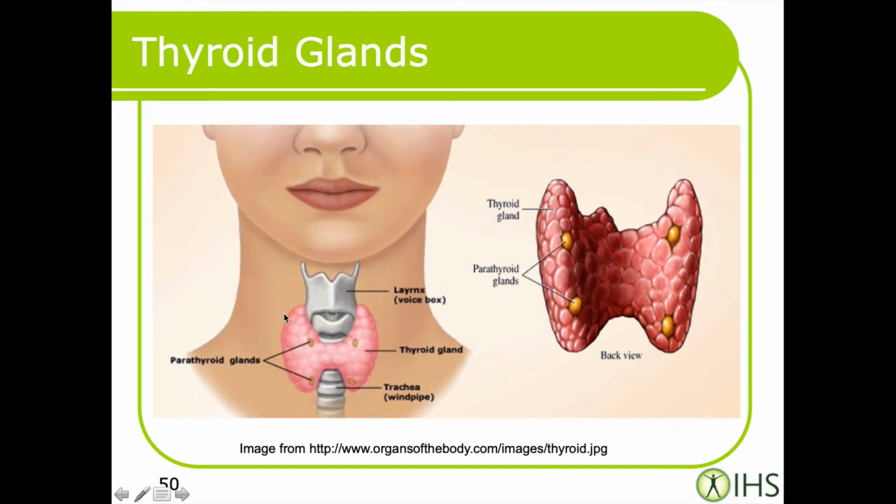So this is a good diagram. It shows you here, this is your trachea. This part, the grey part, is part of your respiratory system. So you've got the trachea here, the larynx is your voice box, and the thyroid gland is located around the trachea. And you can see the thyroid here, and then you also have the parathyroid gland kind of attached to it as well.